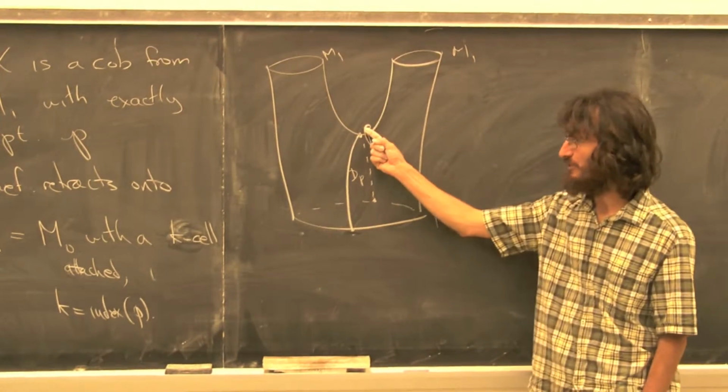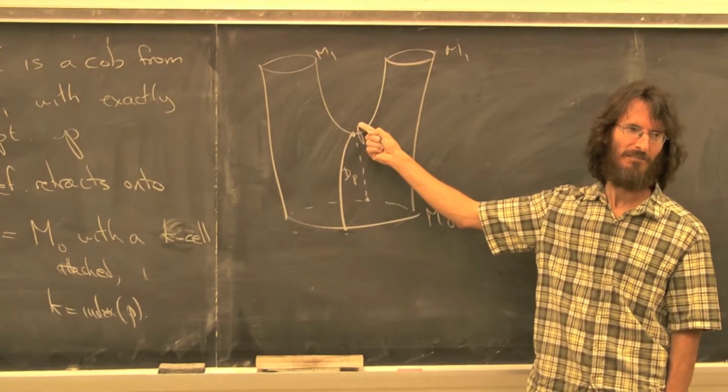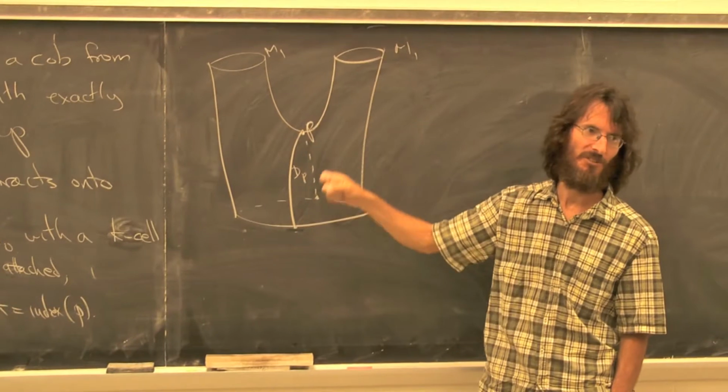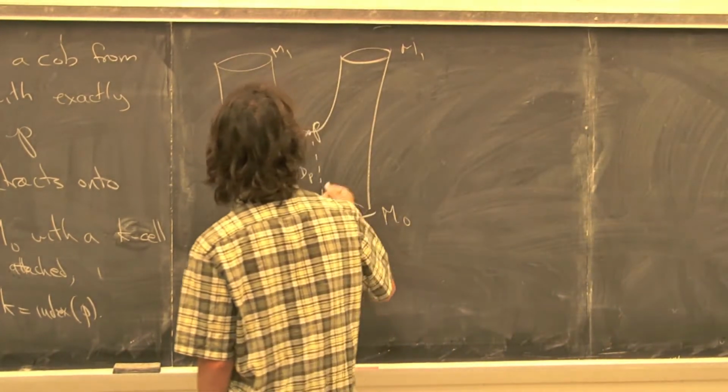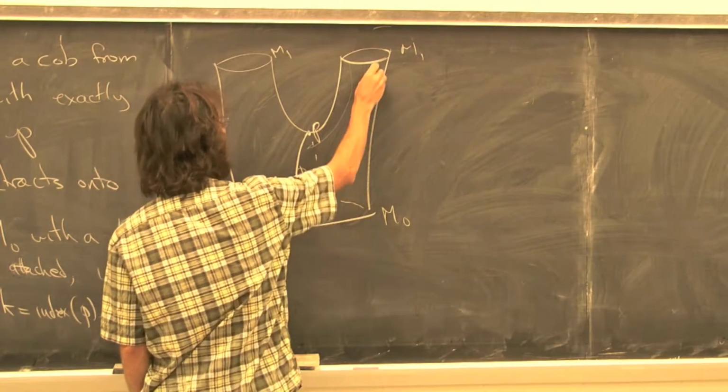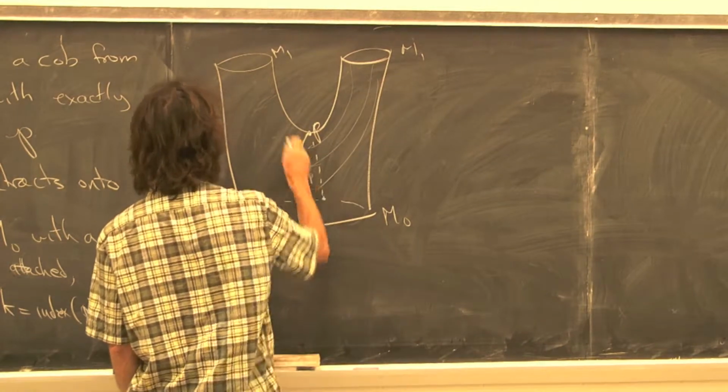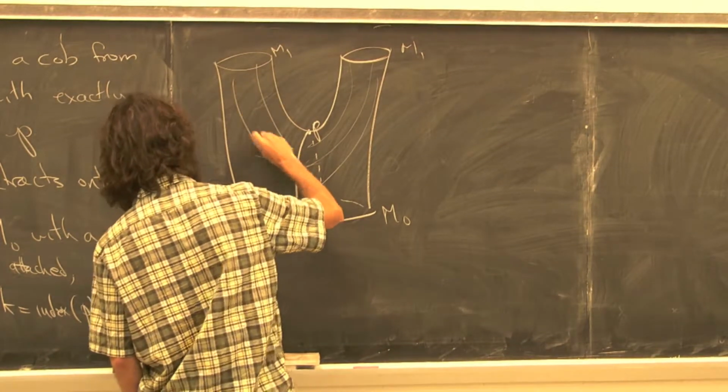Then for the descending manifold, there are no other critical points. So the descending manifold is actually compact and goes all the way to M0, and that's it. And so we just have to see the deformation retraction. That's the picture.